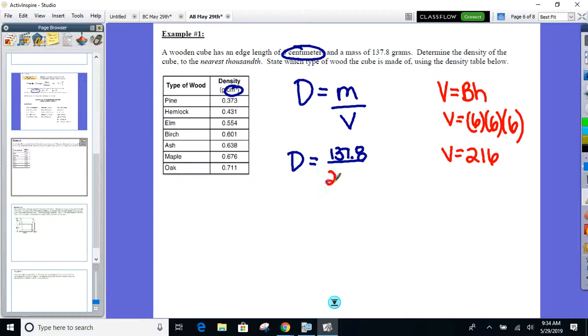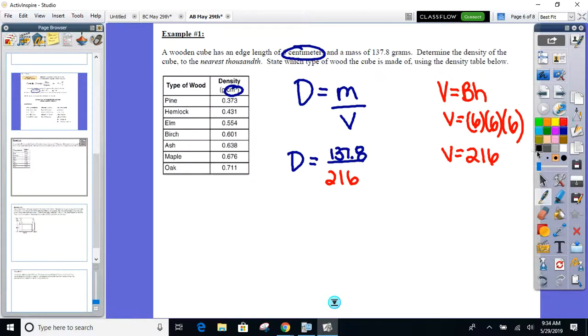So 216 divided by 216. Rounding directions, we haven't done one of these in a while. Thousandth. How many numbers are you going to put after the decimal? 3.